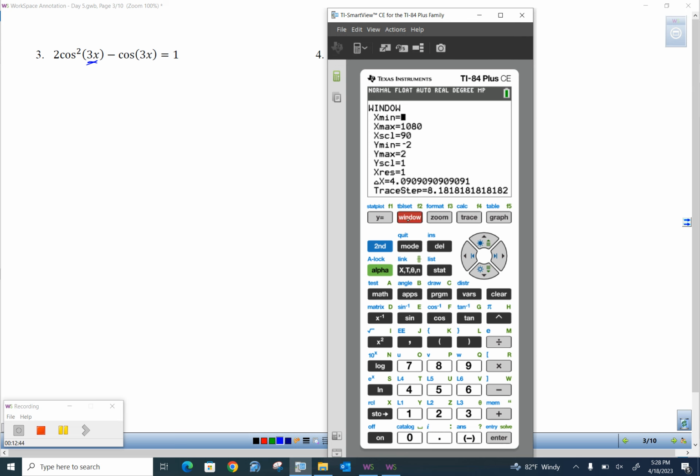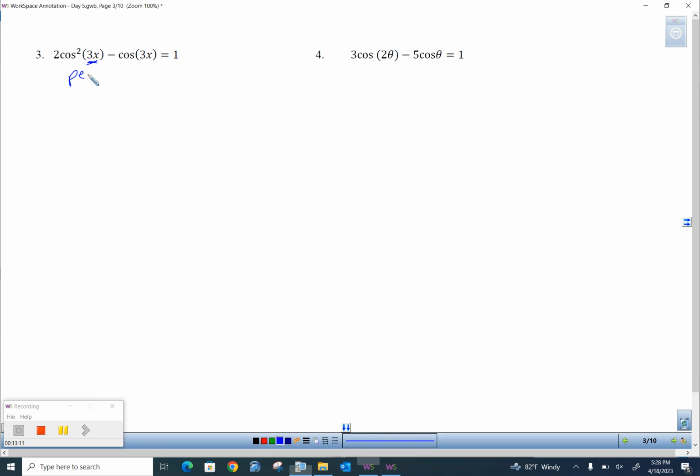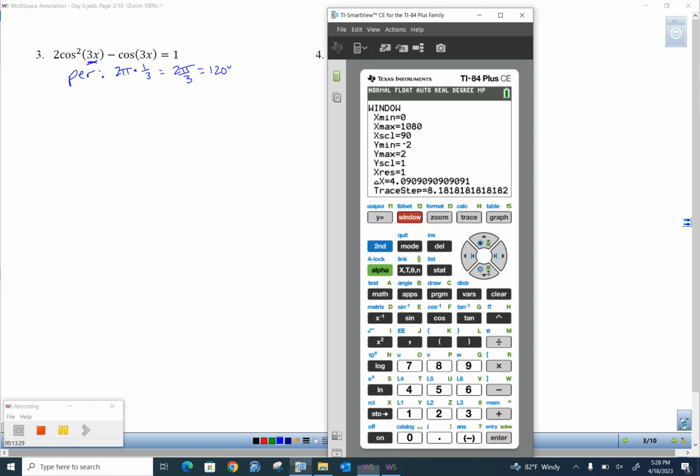Okay. Going to our window, this is something I would recommend writing down as your period, is you're taking our 360 or our 2 pi, and we're dividing it by 3. Okay, so 360 divided by 3 is 120 for our x maximum. Change this back to 30, so it counts by something not so large. And then here, negative 2 to 2 is probably okay. It may not be. This 2, remember, deals with our amplitude change, and then we are shifting it down 1, so we may have to adjust, but we'll start with this to begin.